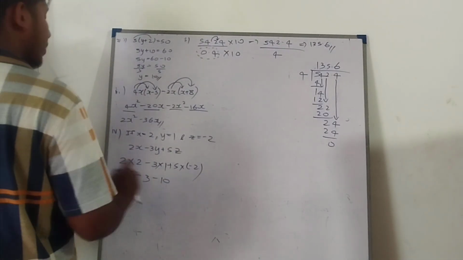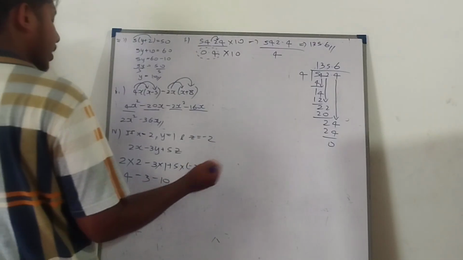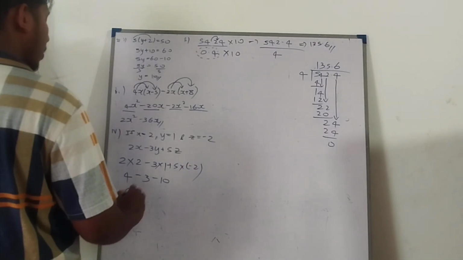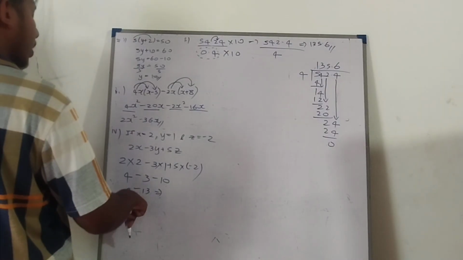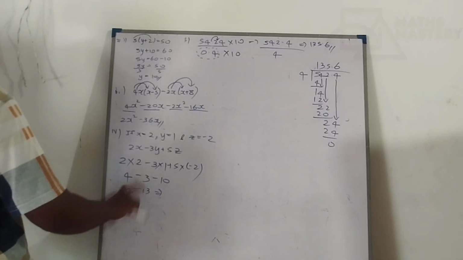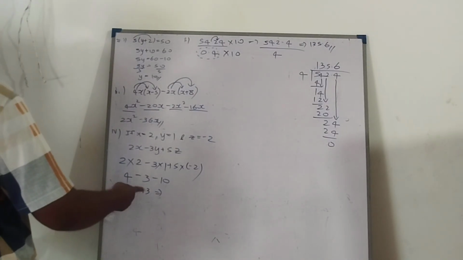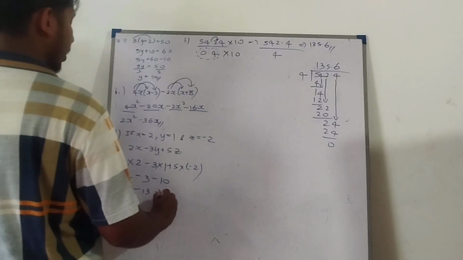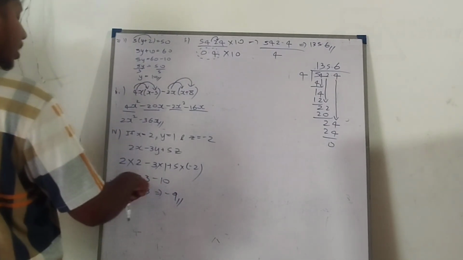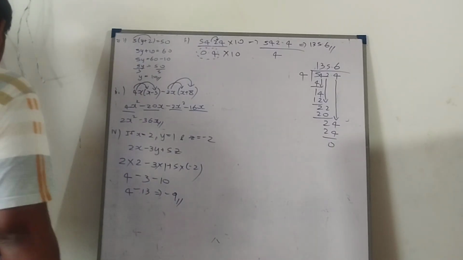So here minus 3 and minus 10 are like terms. What you are going to do is add them. 4 minus 3 minus 10, it's minus 13. From 4, if you subtract 13, they have opposite symbols, so this is plus and minus, you are going to subtract. 4 minus 13, you'll get the answer minus 9, negative, because the negative number is the greater number.